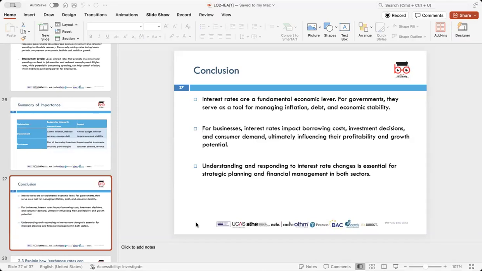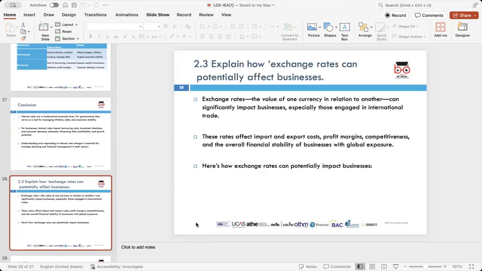Understanding how interest rates fluctuate and how they impact different sectors of the economy is essential for strategic planning and financial management. Whether you are managing a business, working in finance, or planning investments, keeping an eye on interest rate trends can help you make informed decisions.